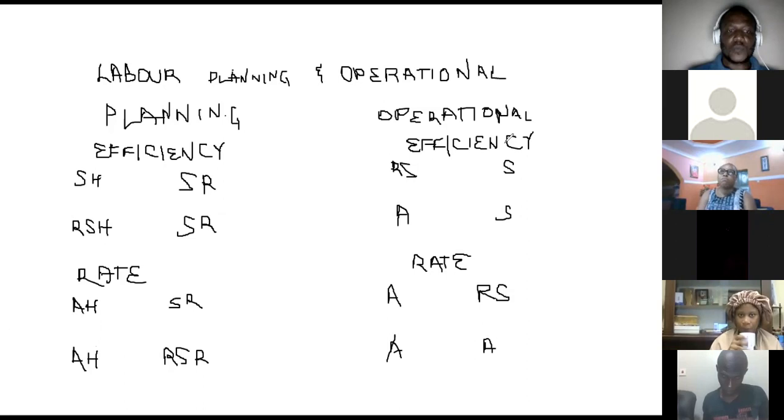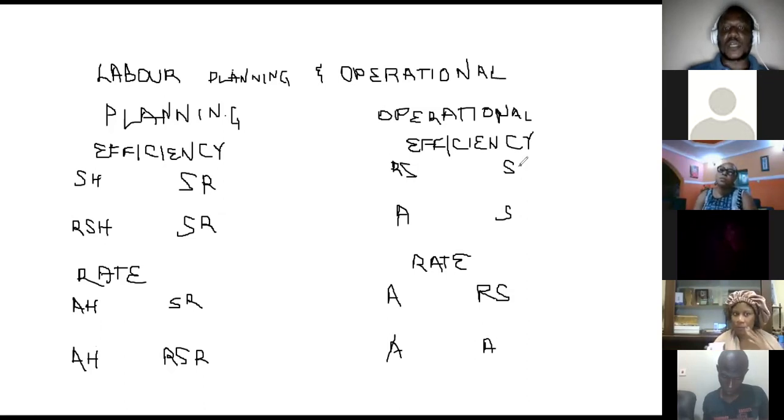So that's that. And then if we go to operational, we say we are comparing revised standard with actual. So for the efficiency, we're not interested in the rate. The rate will be constant. So we can just keep the rate here and the rate here. So our issue will be with the hours. So we're comparing revised standard hour with the actual hour.